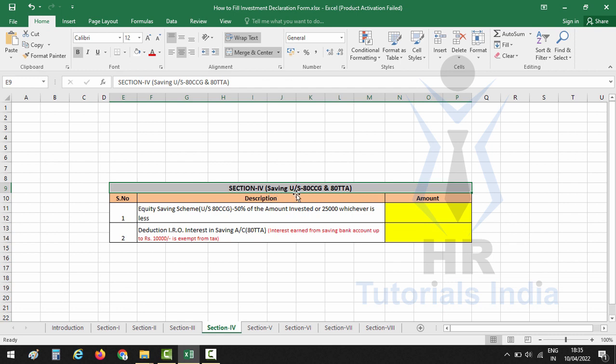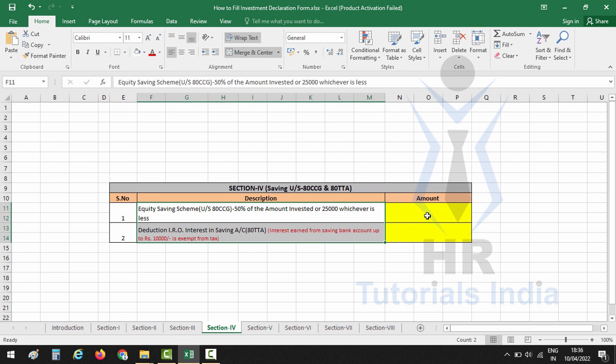Section 4, savings under section 80CCG and 80TTA. Now let us see what it consists of under this section. Equity savings scheme under section 80CCG, 50% of the amount invested or 25,000 whichever is less, deduction. Interest on savings under section 80TTA, interest earned from savings bank account up to a limit of 10,000 is exempted. So these are the two options under section 4 which can be exempted from taxes.